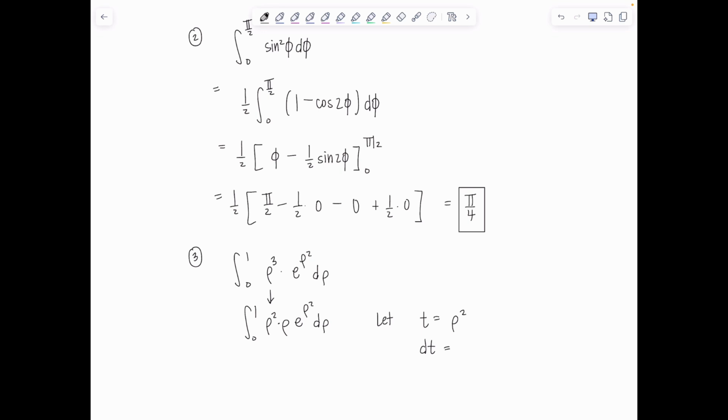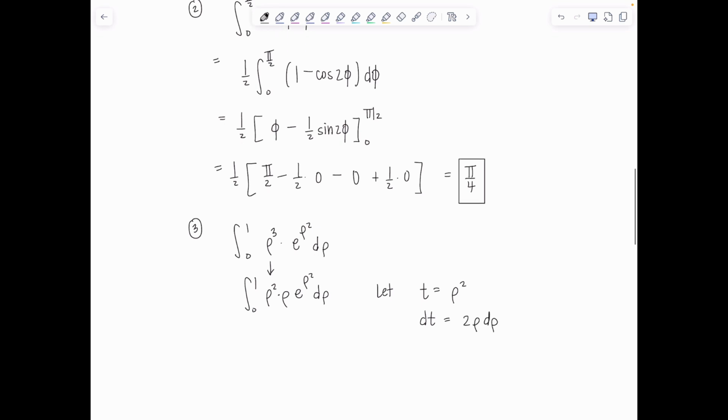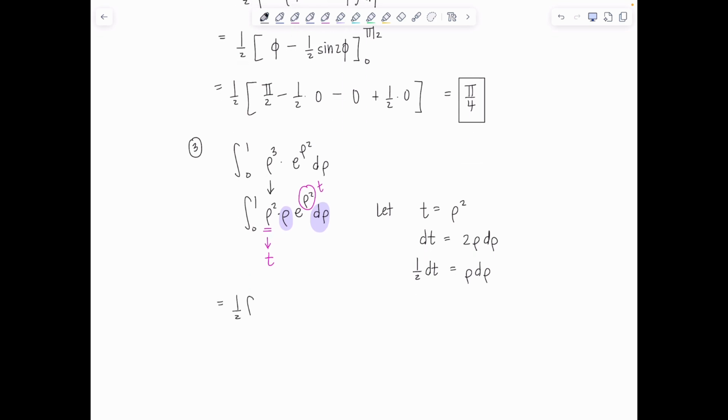Then dt would be 2 rho d rho. So 1/2 dt is rho d rho, which I have right here. Then this is going to be e raised to the t, and then what do I do with this extra rho squared? There's t, that's another t in there. And then my limits, t is rho squared, they're going to stay the same. 0 squared is still 0, 1 squared is still 1. So those don't change. So we're going to basically have 1/2 integral from 0 to 1 of t times e to the t dt. How are we doing?